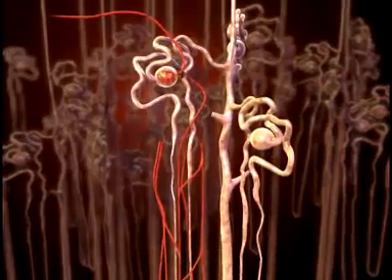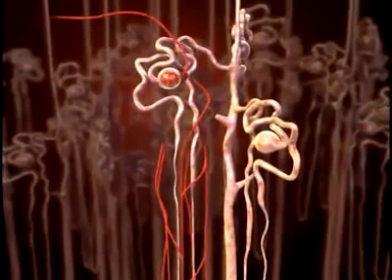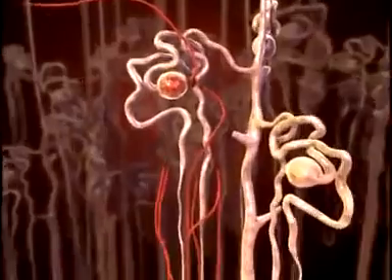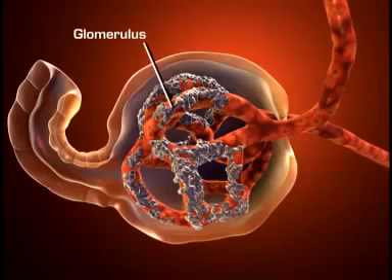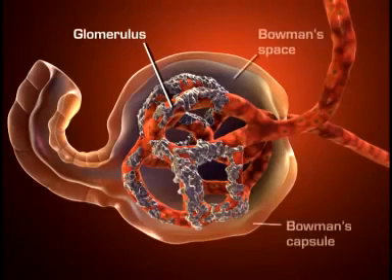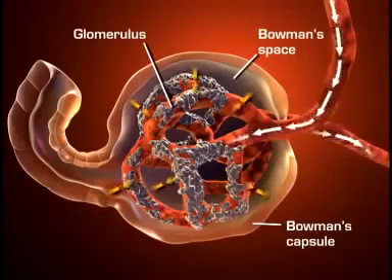Each nephron consists of a glomerulus and a system of tubules. The glomerulus is a unique, high-pressure mass of capillaries that filters the blood. The glomerulus is encased in a thin, double-walled capsule called Bowman's capsule. The space inside the capsule and surrounding the glomerulus is called Bowman's space.